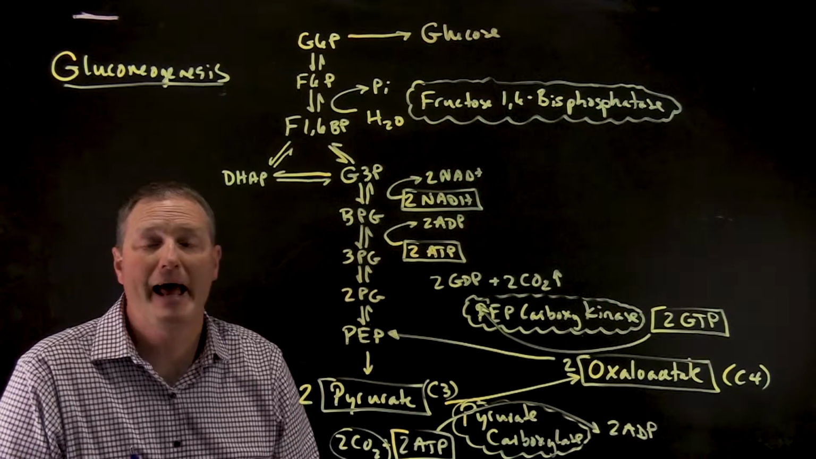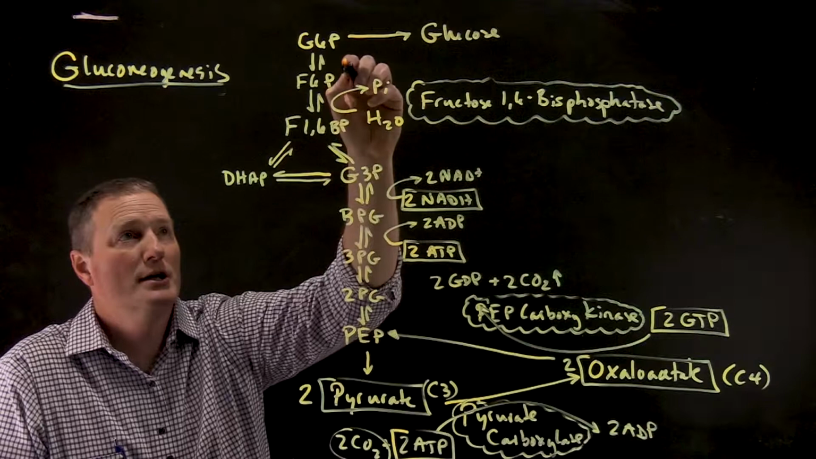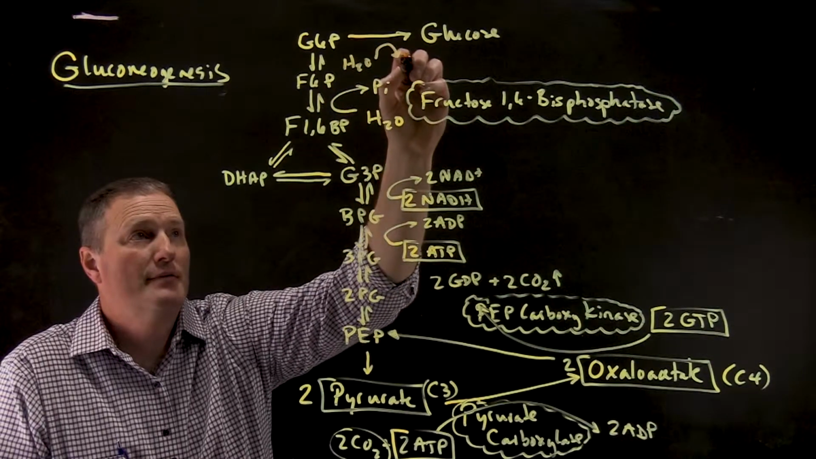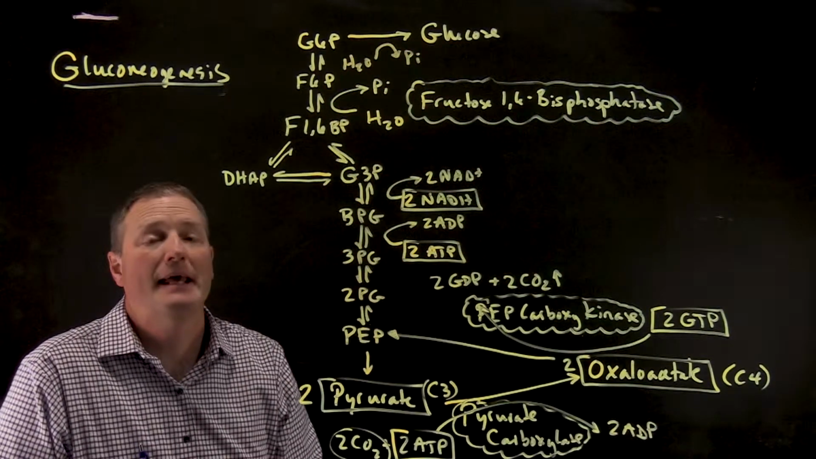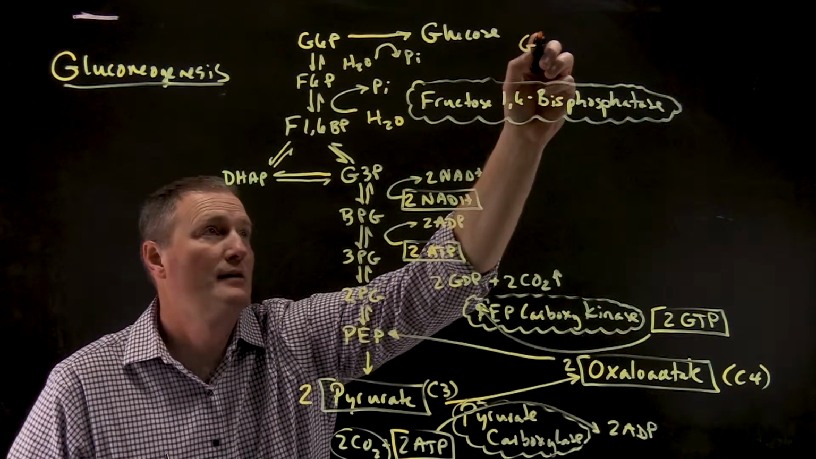Okay, and that enzyme also is a phosphatase. All right, so we'll use water, just going to cleave that to give inorganic phosphate. And the name of that enzyme is simply glucose 6-phosphatase.